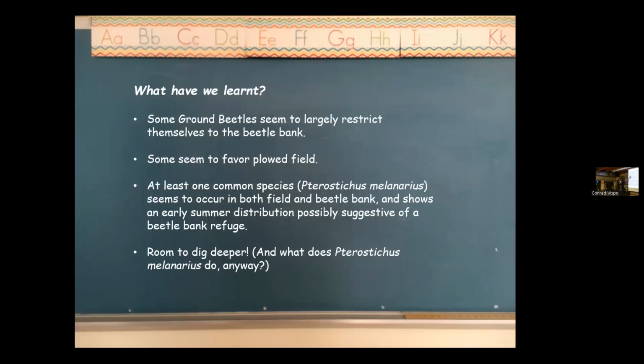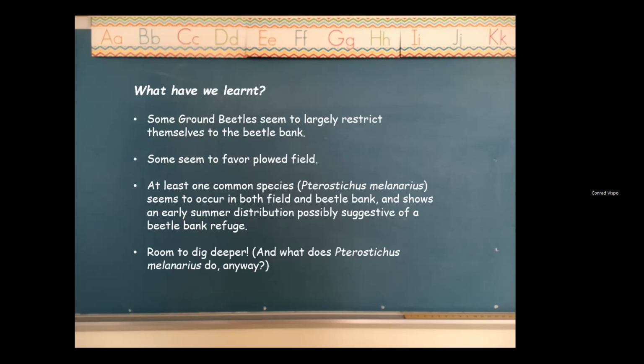So what have we learned? Some ground beetles seem to largely restrict themselves to the beetle bank. Some seem to favor plowed fields. At least one common species, Pterostichus melanarius, does seem to occur in both beetle bank and field, and its distribution suggests that maybe those beetle banks play a role in its demography. So there's room to dig a bit deeper. One of the questions is going to be, so what with Pterostichus melanarius?